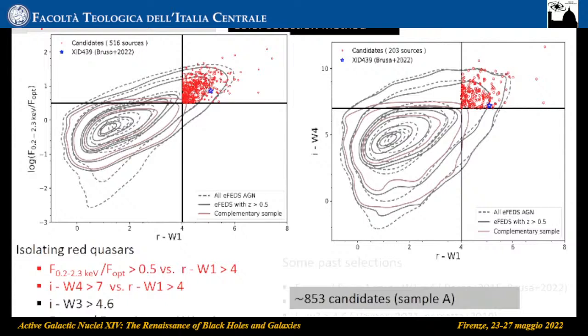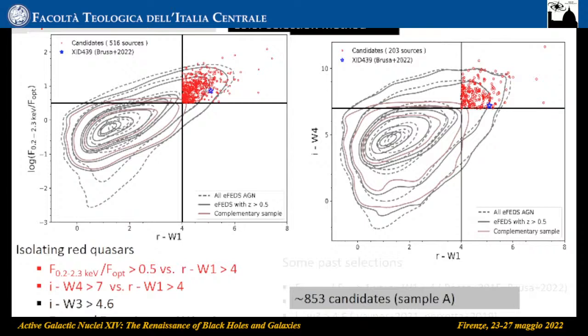To begin with are the color selection methods that we have applied. First, we applied the R-W1 versus the soft flux to optical ratio, and we have isolated sources that lie in this region, which we expect to be in the feedback phase. They are highlighted in red. I also highlight the blue star here, which is XID 439. This is the first source that we found in the pilot study that we did on the hard sample of IFEDS, and we found it with outflows. As you can see, it also appears in the selection locus that we are considering for selecting our sources.